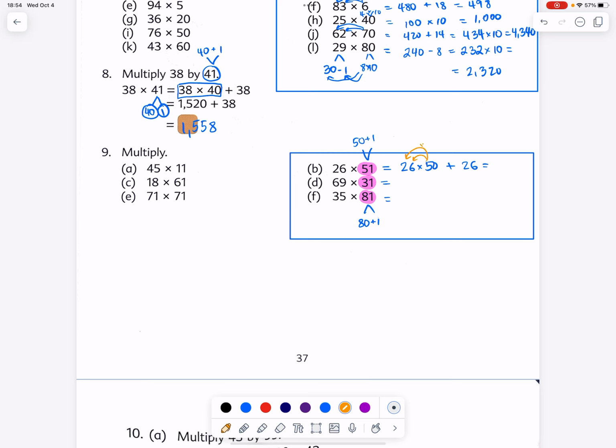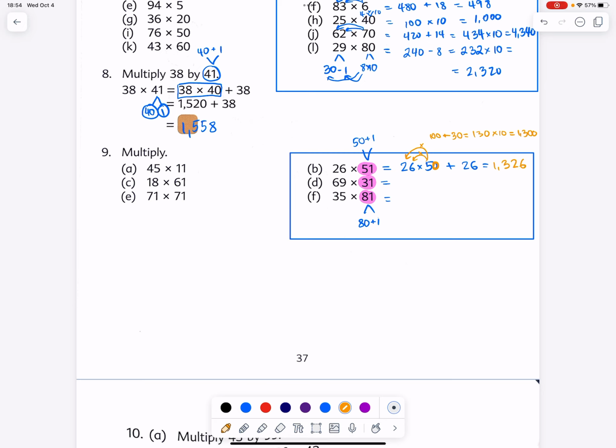Let's write it out. I'm going to use my yellow color. So let's create those partial products. 20 times 5 is 100 and 6 times 5 is 30. So 26 times 5 is 130. We need to multiply times 10 for 50, right? This is your 10. So it becomes 1,300 and then 26 more, 1,326. These are tough examples.